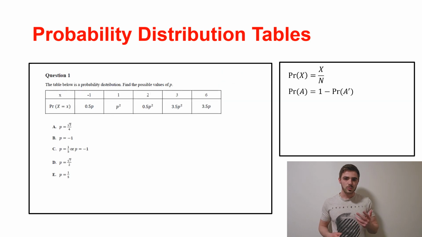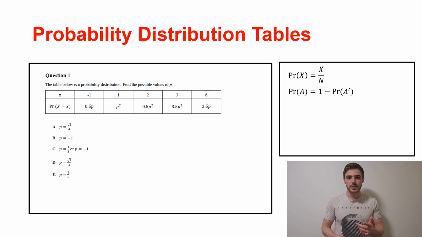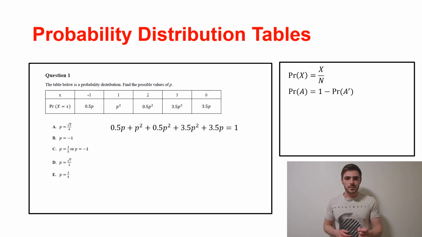Let's have a look at how these probability distribution tables are actually used in exams. This question here uses a probability distribution table. But what you'll notice in this case is that all the probabilities listed are in terms of p, and our goal is to figure out what p could be. So what do we do? Well, there's only one thing we can actually say concretely about any probability table, and that is that all the probabilities have to add up to 1. This gives us an equation we can solve. So we'll just go column by column, add them all up, and then equate that to 1.